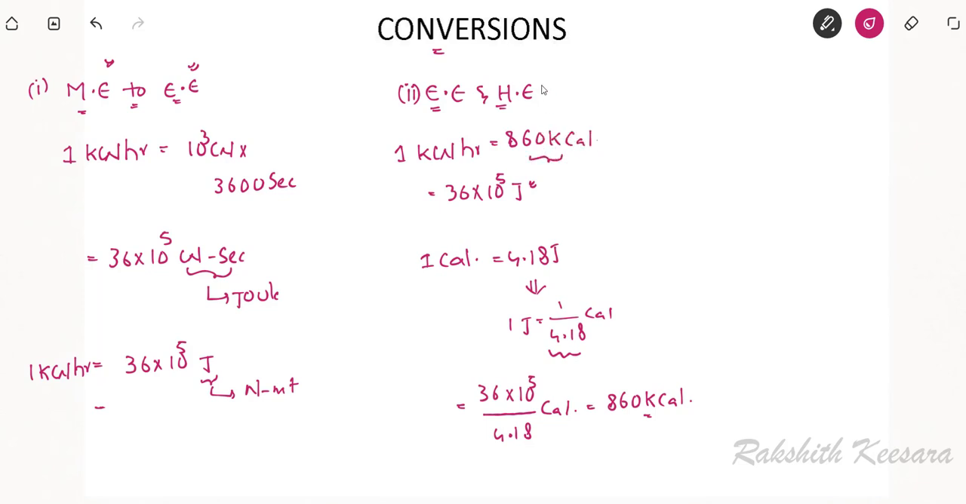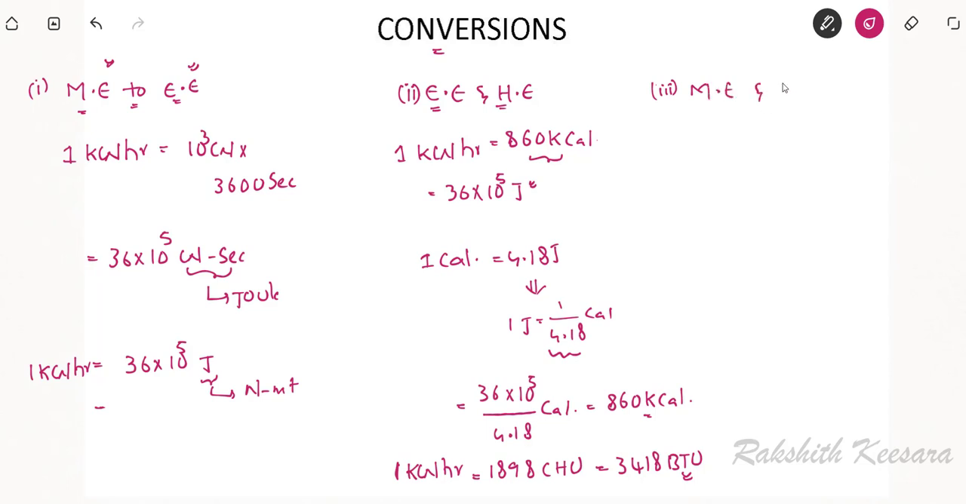Is this okay? And the conversion from BTHU and CHU is not important. I will directly write the answer. You can convert on your own. 1 kilowatt hour will be equal to 1898 CHU and this is also equal to 3418 BTHU.